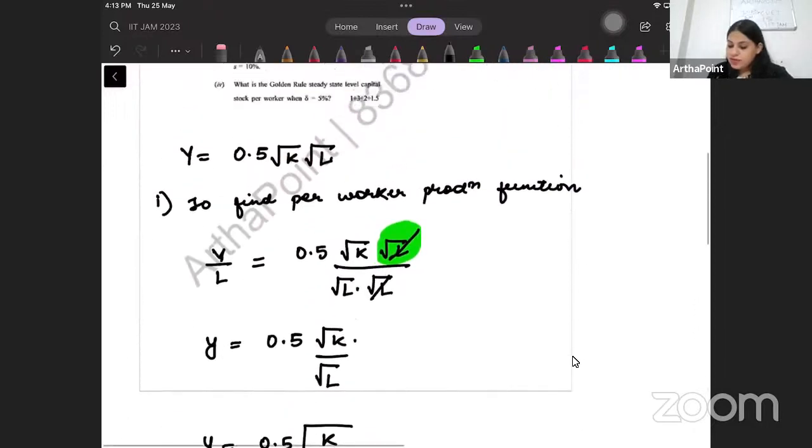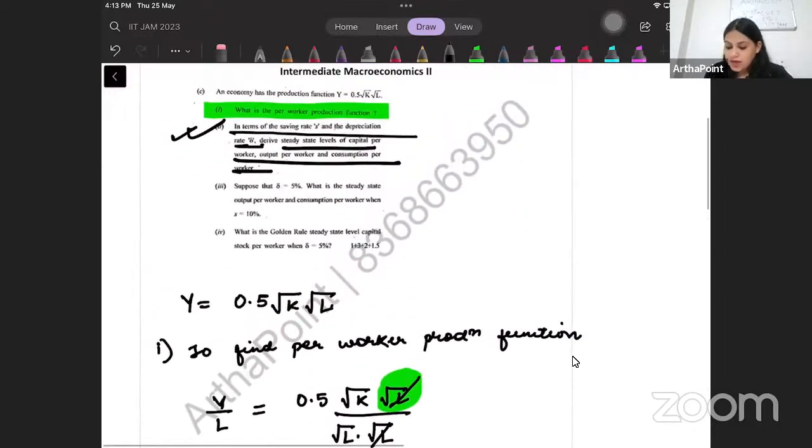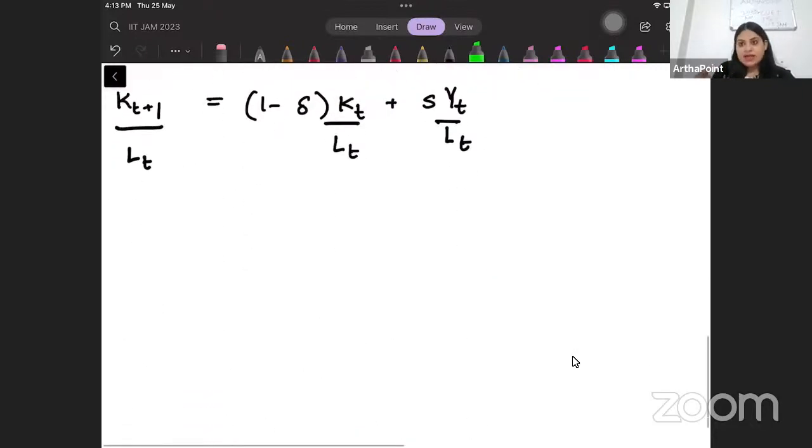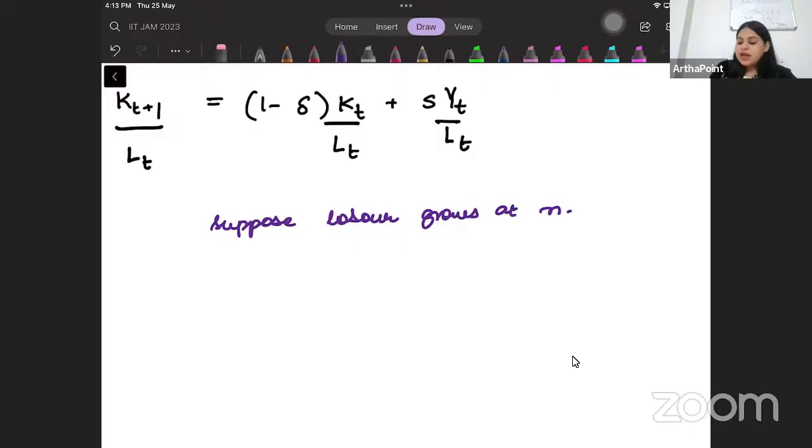Beta, have they asked for the population growth rate? No. They are saying that you need savings rate and depreciation rate, but the population growth rate is not given. So let us first do it with the population growth rate, then we will go ahead and put that equal to 0. So beta, suppose labor grows at the rate n. Look carefully at the left hand side. This is K_t plus 1. This is L_t. So the periods are not the same. I have to make the periods the same. Otherwise, things are of no use.